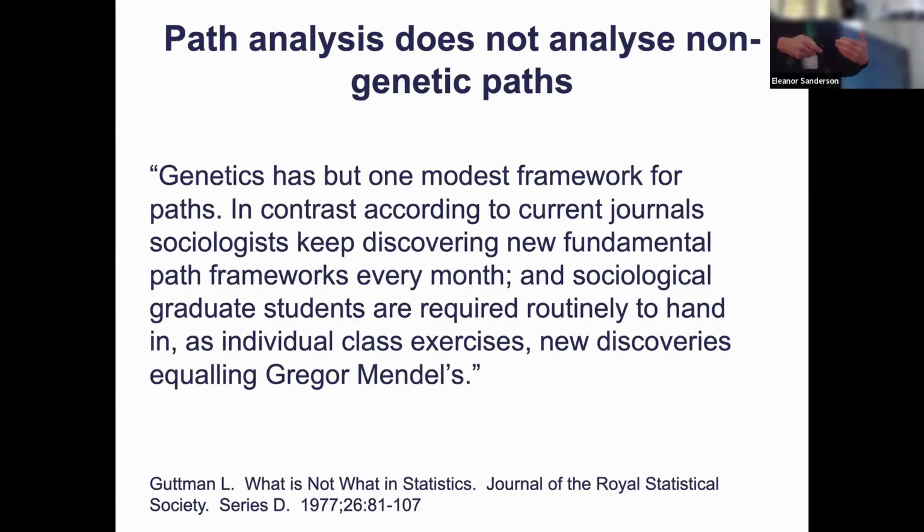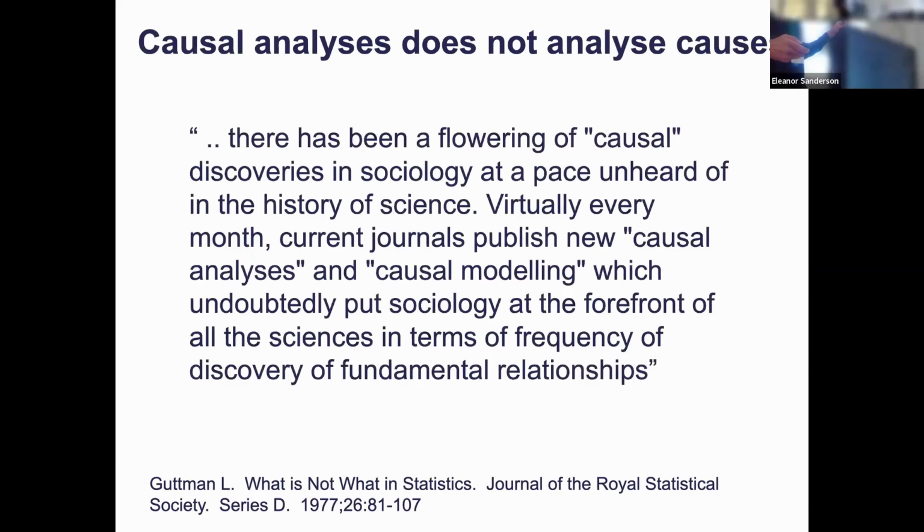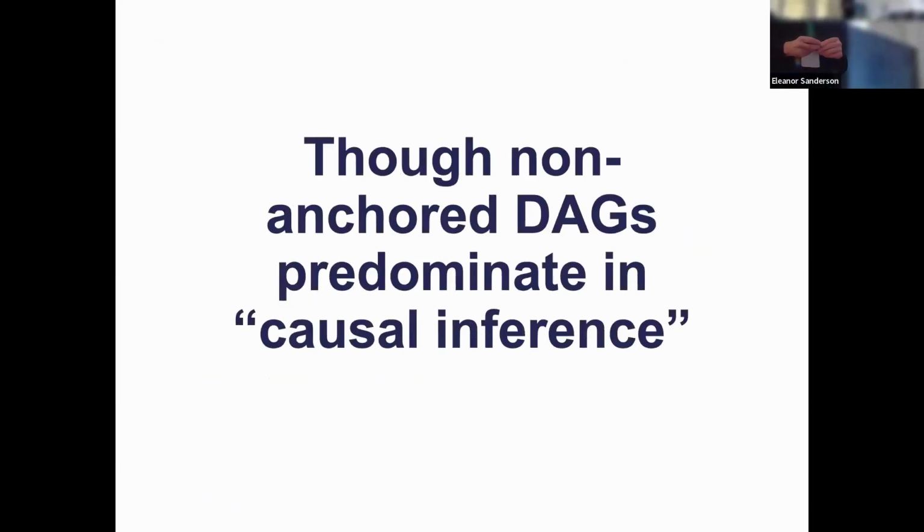Path analysis was then widely adopted from the late 1960s and 1970s outside of genetics. And the statistician Louis Guttman said, genetics has got one modest framework for paths. In contrast, you read everything outside of genetics, social epidemiology, any other forms of epidemiology, and they draw these graphs without any anchors, and he was saying that that is the very weak foundation they rest on. So non-anchored DAGs are obviously predominating causal inference today.